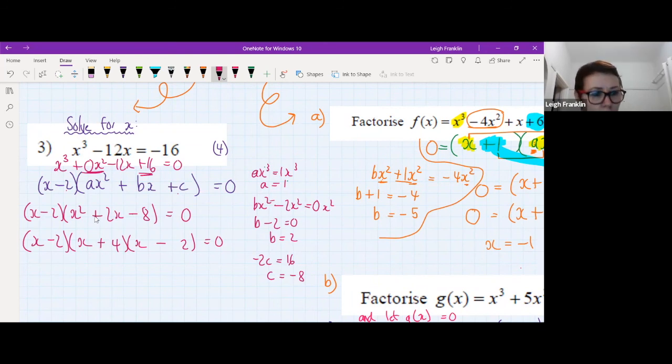Okay, so what we see, and this is what I'm going to discuss next time, is that this bracket is repeated. That is significant. That means something very important for us in terms of our graph. I'll talk about that next time. So either, guys, x is equal to 2 or x is equal to -4.